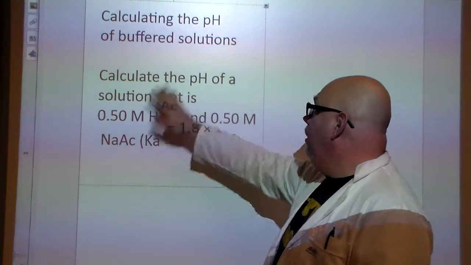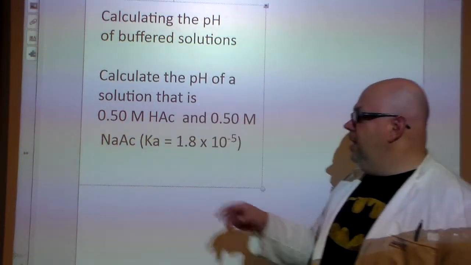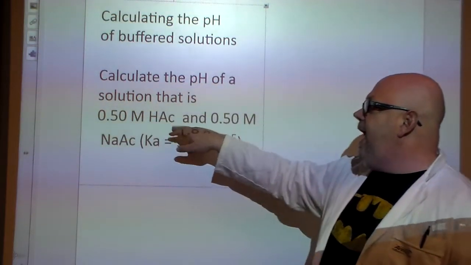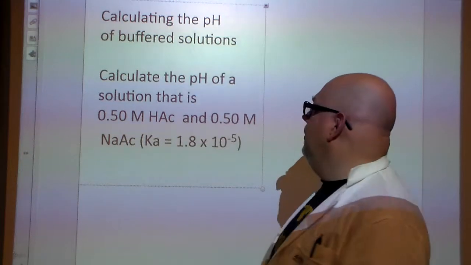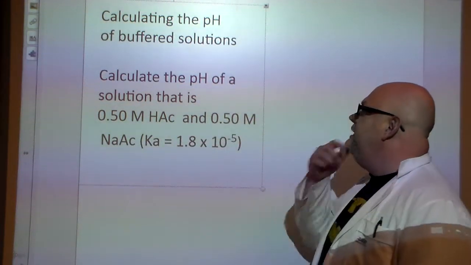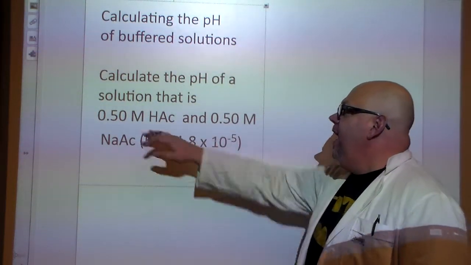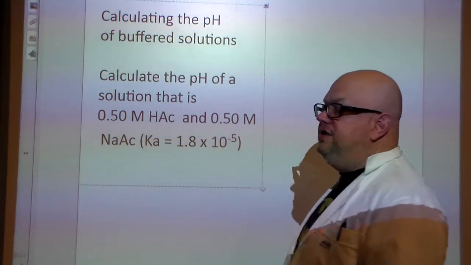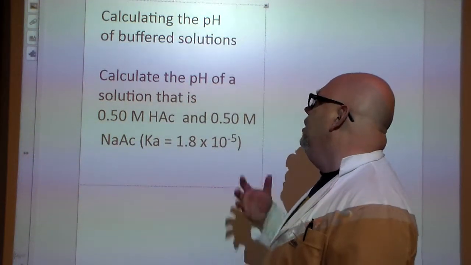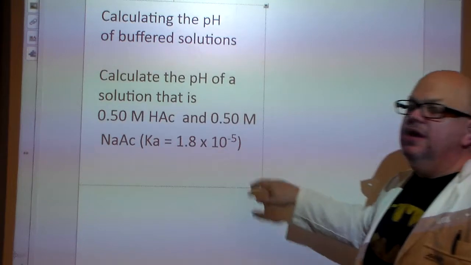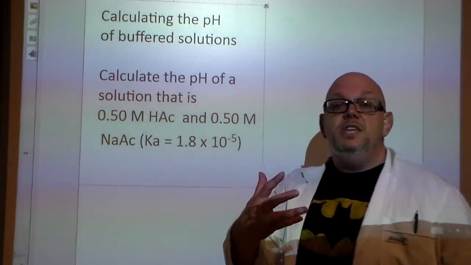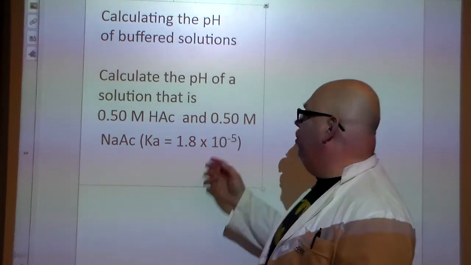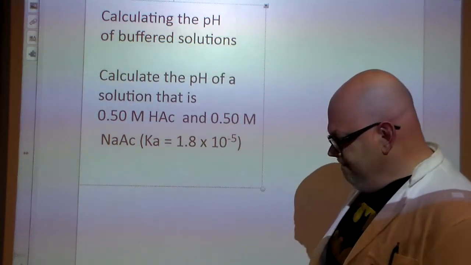One of them is where we have mixed sodium acetate and, well, this is vinegar, or acetic acid. We need to find the pH of a solution that is half a molar of acetic acid and half a molar of sodium acetate, and they do give us the dissociation constant of the acid, which is 1.8 times 10 to the negative fifth.